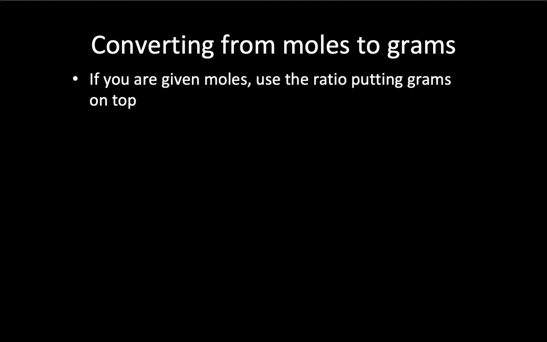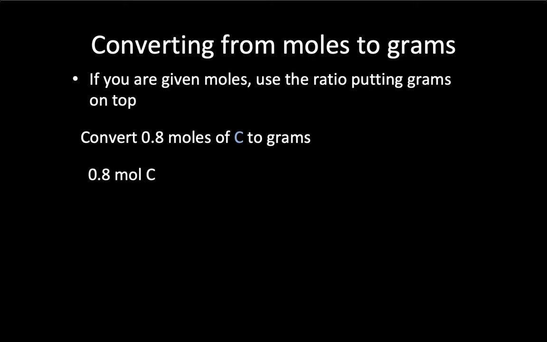So now the big question: how do we get from moles to grams? If you're given moles, we're going to use the ratio that puts grams on top. So if we were told to convert 0.8 moles of carbon into grams, we would start with what we're given, which was the 0.8 moles, and then we're going to multiply by that ratio. And in this case, we're going to put the grams on top because that's what we're looking for.